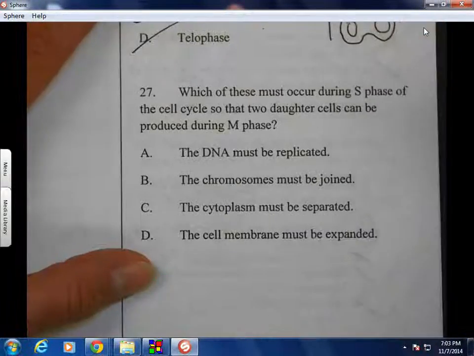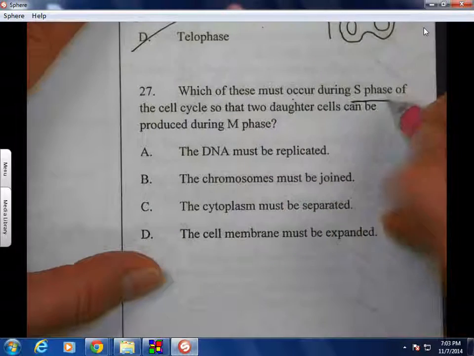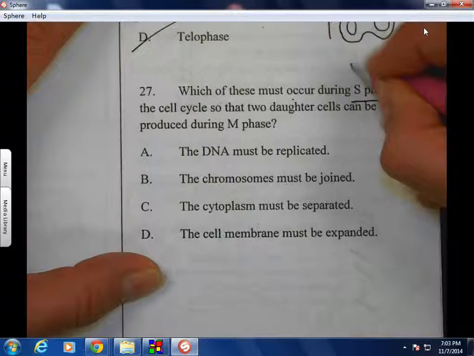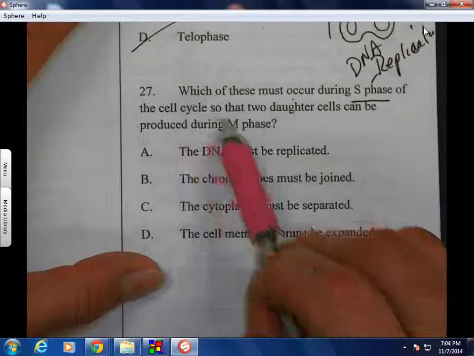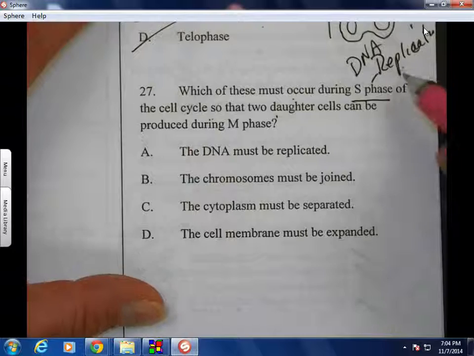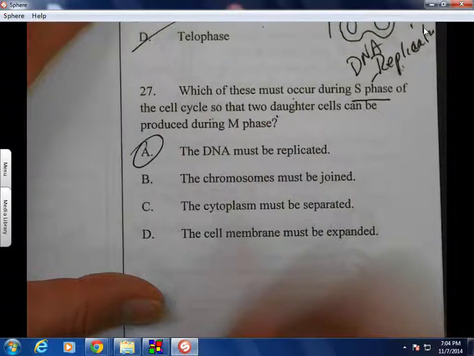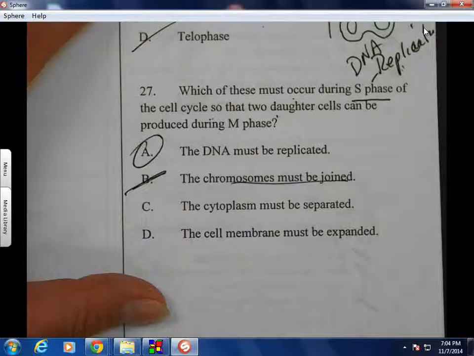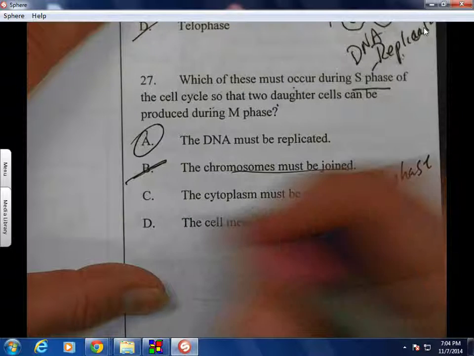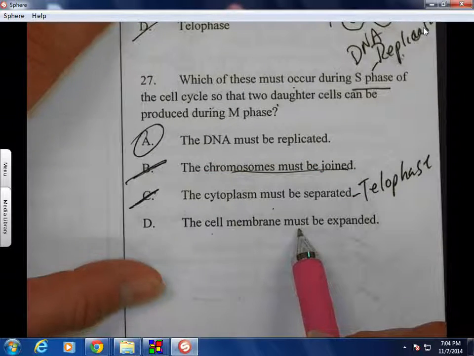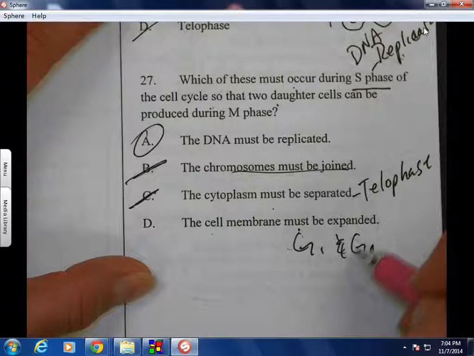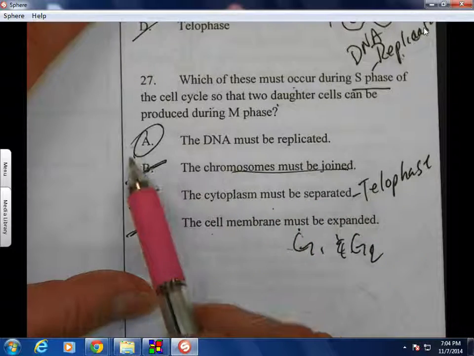Number 27, which of these must occur during the S phase? Well, I know S phase is replication of a cell cycle so that two daughter cells can be produced during the M phase. Well, they have to replicate the DNA. Chromosomes aren't joined. The cytoplasm separates. This is telophase and cytokinesis. The cell membrane must be expanded. Well, that's going to be in the G1 and G2 phase when they're growing. So that's not the correct answer. So A is the correct answer.